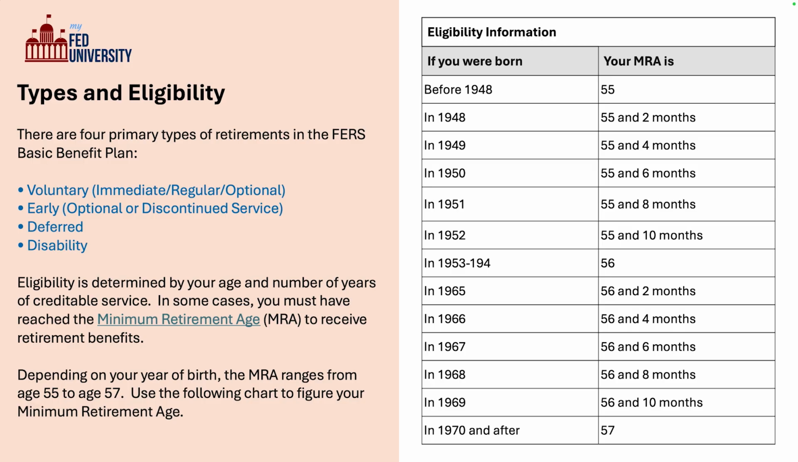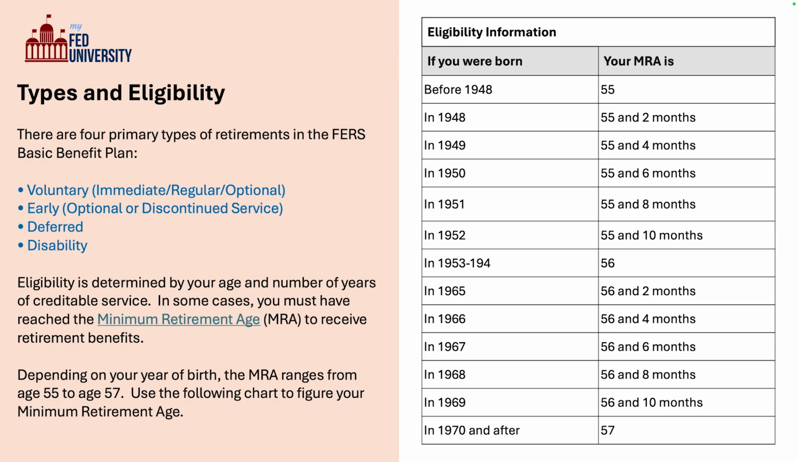And it's important to know that eligibility is always determined by your age and the number of years of creditable service. And in some cases, or in most cases, you must have reached what's called your MRA, minimum retirement age, in order to receive retirement benefits. And your MRA, depending on your year of birth, ranges from age 55 to 57. And you'll see the chart on the right-hand side of this slide that depicts the year that you were born and what your MRA would be.